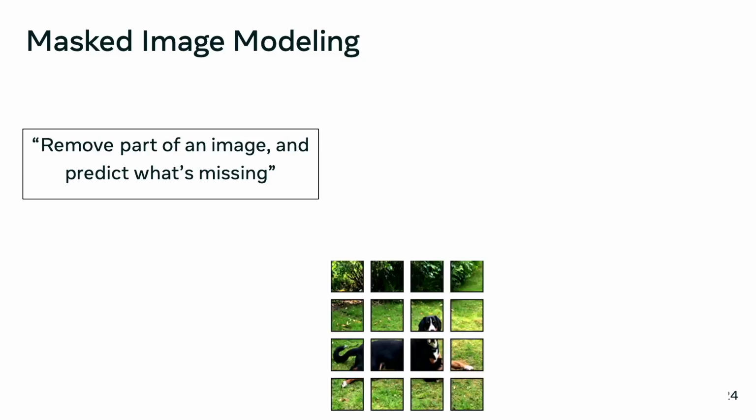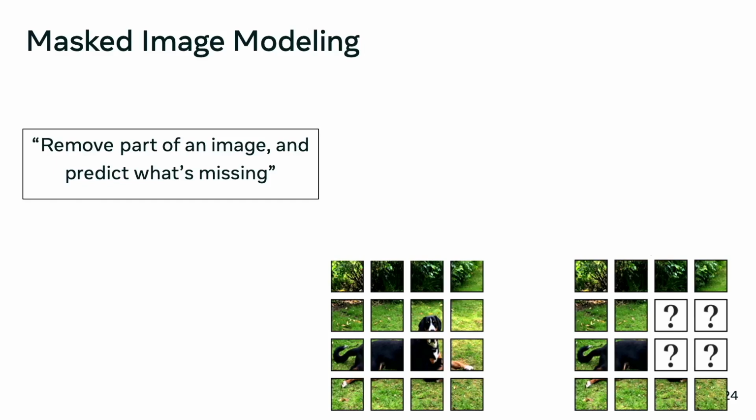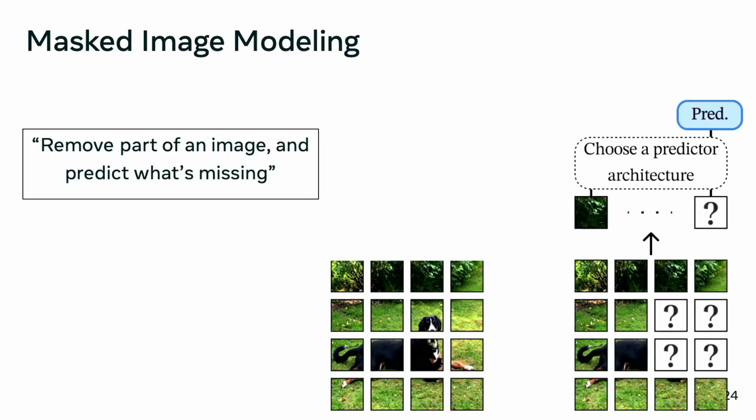You've got an image like this. You remove part of it, and you will want to have a model that predicts what's missing. And so there are some choices involved. First thing, you're going to put here some predictor, something that takes these patches as input and the missing patches and returns a prediction. And I'm purposefully leaving that blank because we're going to choose it together.